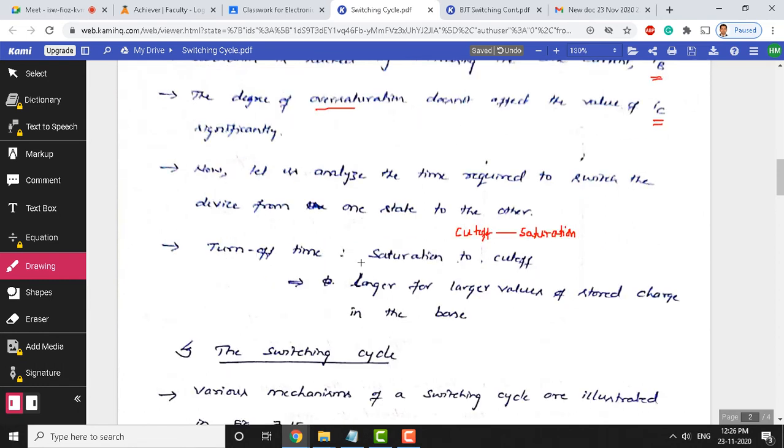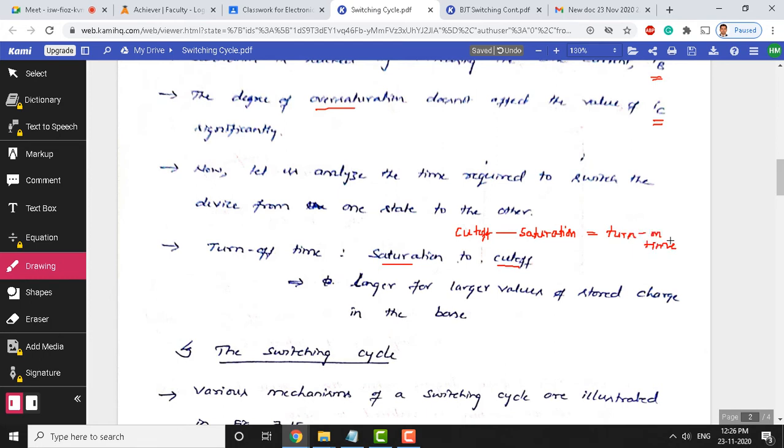Okay, so turn off time also we should know. Turn off time means the time for a transistor to switch from saturation to cutoff. So, these two, turn on time and turn off time, are very important timings.